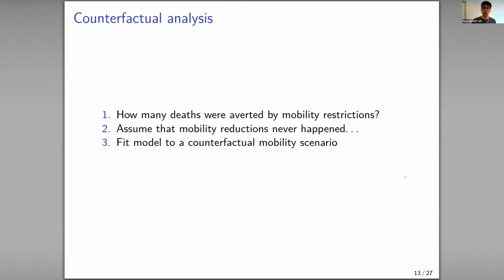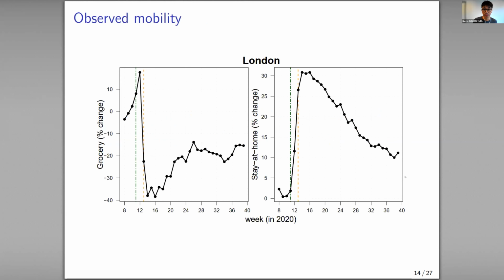I'm not going to go into the technical details of the results, but one analysis that we did to convey the type of results that we found better is this counterfactual analysis, where we ask: if these mobility restrictions had not happened at the time when they did, how many more deaths would have happened, right? So we assume that mobility never went down, and we fit our model to this counterfactual mobility scenario. So what does this scenario look like? You remember this change in mobility. Basically, we assume that mobility just stayed constant at this level, right?